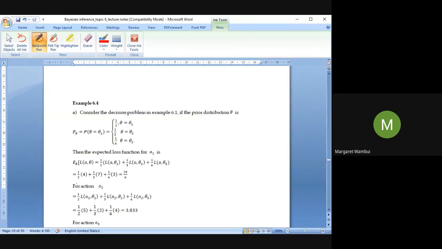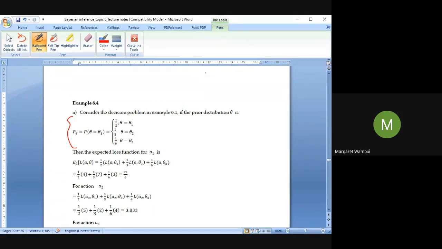I want to conclude with this example. There are many others that you look at in the notes. Consider the decision problem in example 6.1, the one that we had. Suppose we have now the prior distribution of theta given as this. So these are the prior probabilities. When theta is theta 1, the probability is a half. If theta is theta 2, the probability is a third.